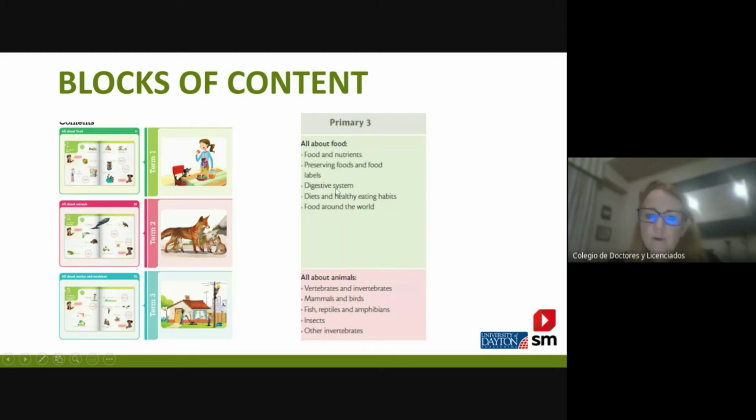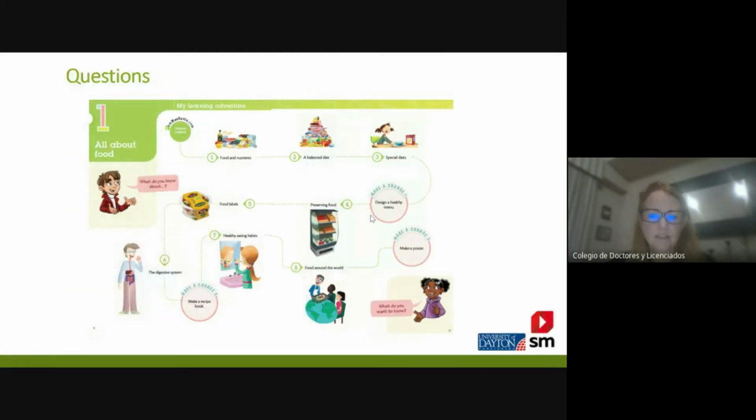Probably in a normal book, that would be 2 units. It would probably be food and nutrients and the digestive system. 2 separate things. We've put them together because it all works together. Children understand it when it's all brought together as one. So this is something that is really positive, working through blocks of content. It makes more sense. Then we need to look at the questions that we're asking them when we're in class.